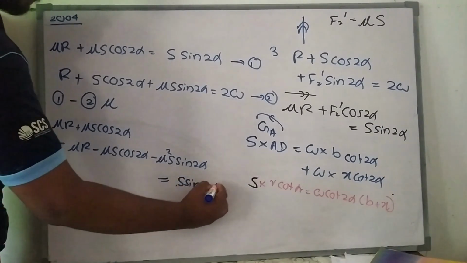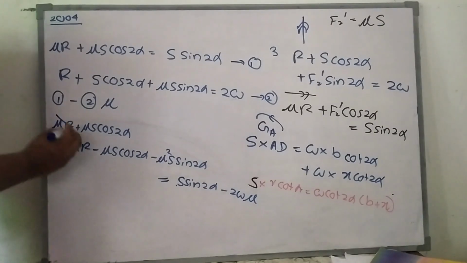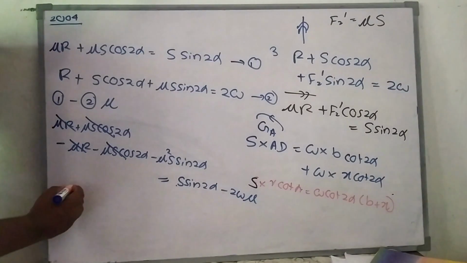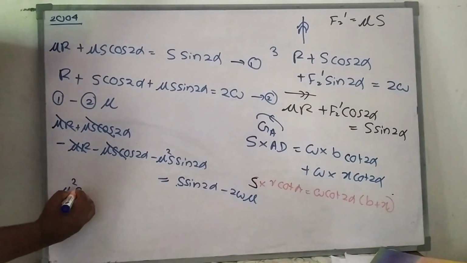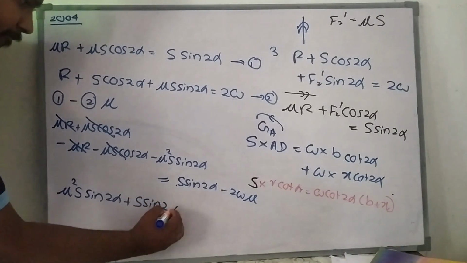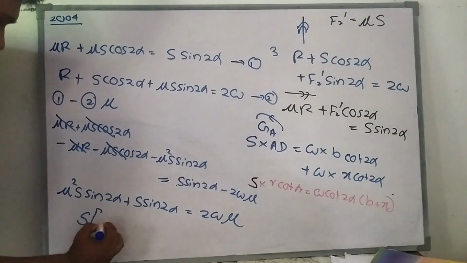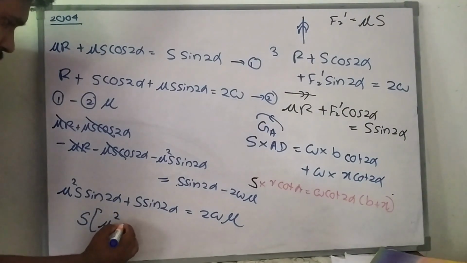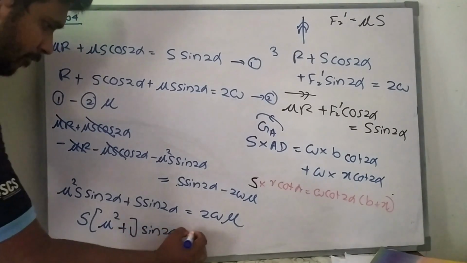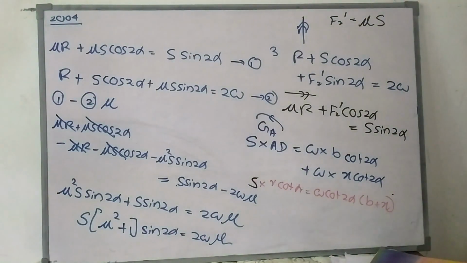So here you can see mu R and mu S cos 2 alpha get cancelled. Then mu squared S sin 2 alpha plus S sin 2 alpha equals W mu. So we can pull S out. Mu squared plus 1 also the same, inside the bracket, and sin 2 alpha is outside. So this is the value of S.